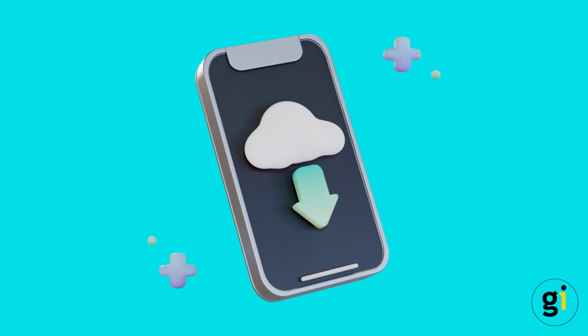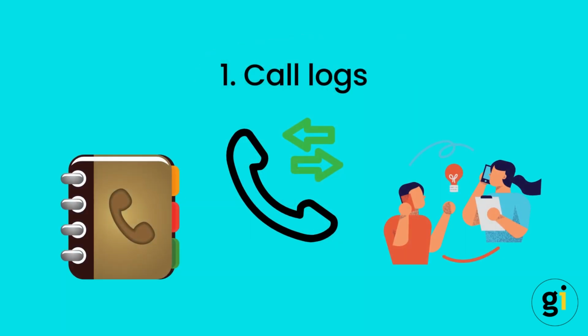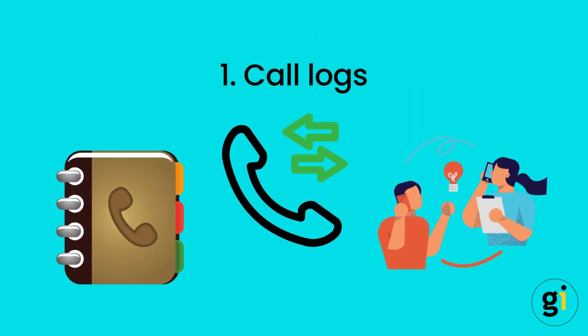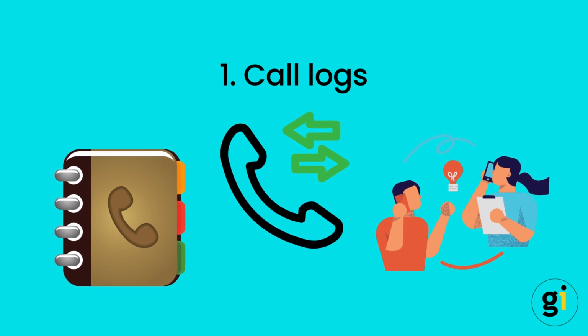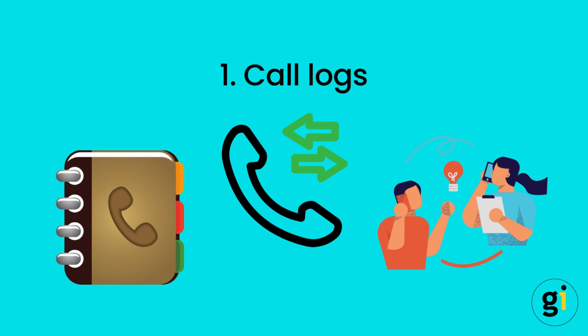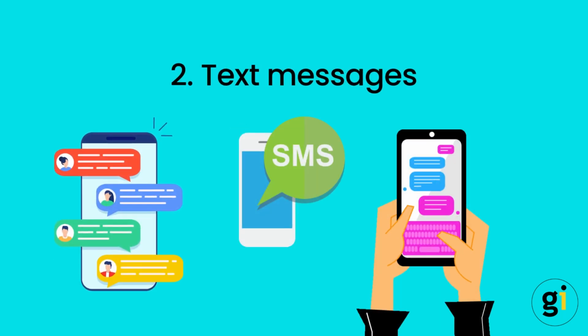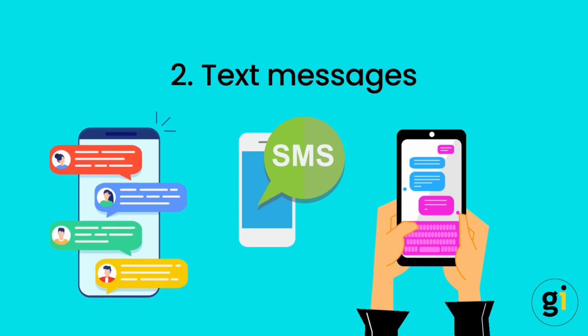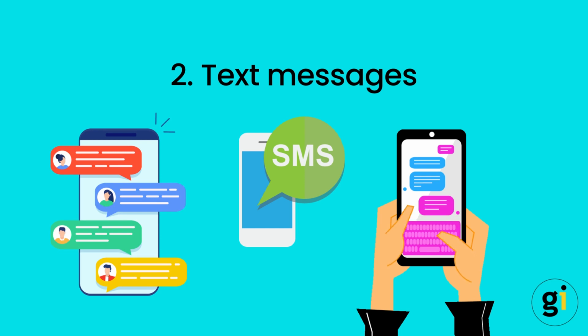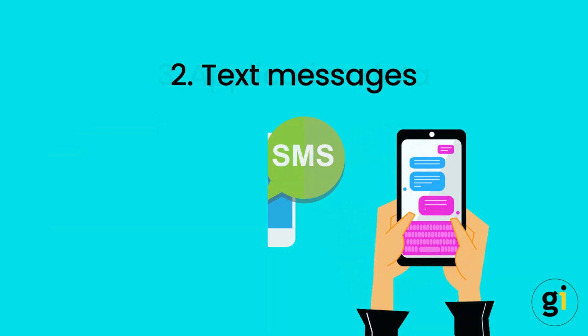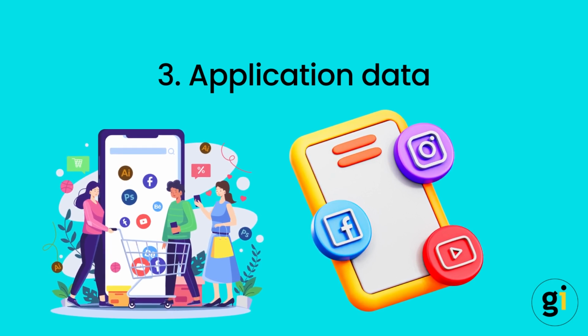Mobile devices leave behind a wealth of artifacts that can provide valuable evidence in investigations. These artifacts include 1. Call logs. Call history records provide details about incoming and outgoing calls, including timestamps, duration, and contact information. 2. Text messages. Analyzing SMS and MMS messages can reveal conversations, attachments, and timestamps, shedding light on communication patterns and relevant discussions.